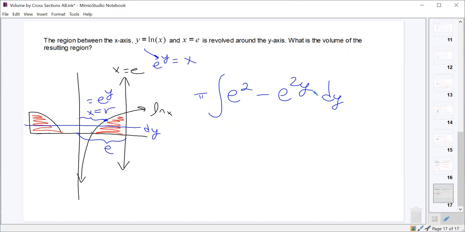What's the lowest value of our region? 0. What's the largest value of our region? We're going up to, at e, we're going up to natural log of e, which is exactly 1. Everybody good with that? All right. We can integrate that. e squared is a constant. So when you integrate a constant, you just get that constant times the variable. So e squared times 1. And then minus, what's the integral of e to the 2y?